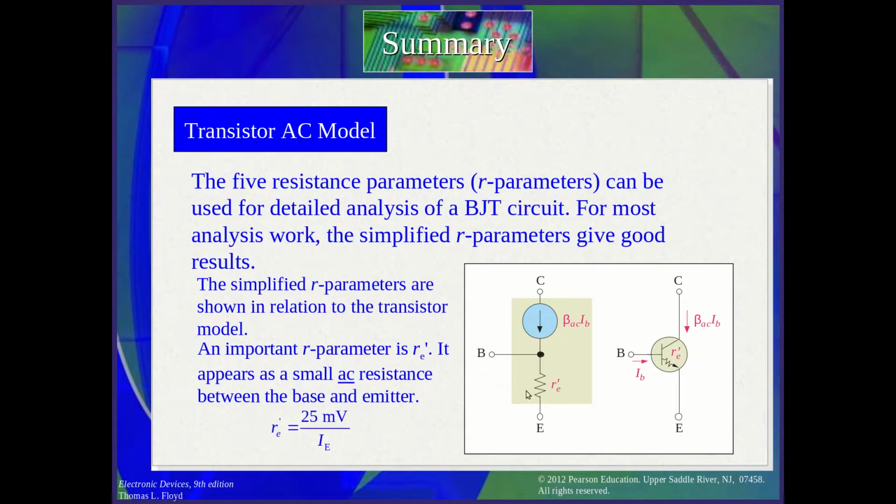Now the re dash here is equal to 25 millivolt over the IE, the current in the emitter. So you use this equation to calculate re dash. An important r parameter, the small AC resistance, we take into account when we calculate or analyze the circuit from the AC perspective.